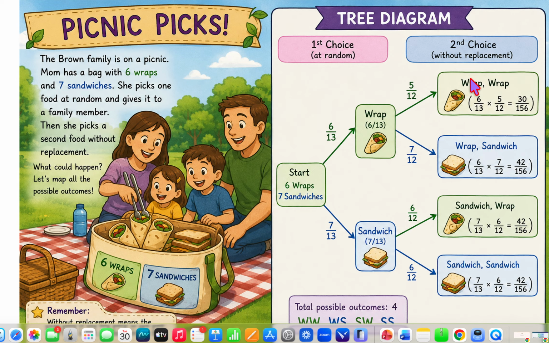To summarize, we can say wrap and wrap, you multiply. Wrap or sandwich, whenever I'm using or, you can add them. Those are your clues and some tips to remember based on the question. Figure out what strategies to use and solve the problem.